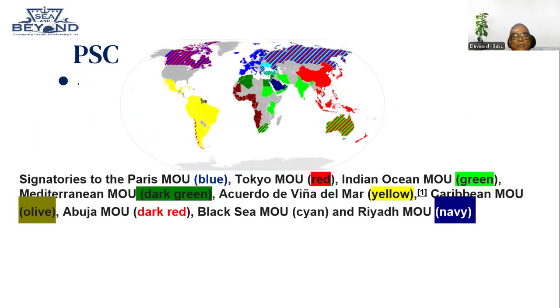Here I have tried to give you a picture that there are various MOUs of PSC. Whichever area you are in, you are under the jurisdiction or MOU of the PSC. The blue one you see is the Paris MOU. India is the green one, the Indian Ocean MOU. Then you have the Mediterranean MOU, the Caribbean MOU, the Black Sea MOU, the Riyadh MOU. So this is the picture, that the entire world is covered under some jurisdiction of port state control.